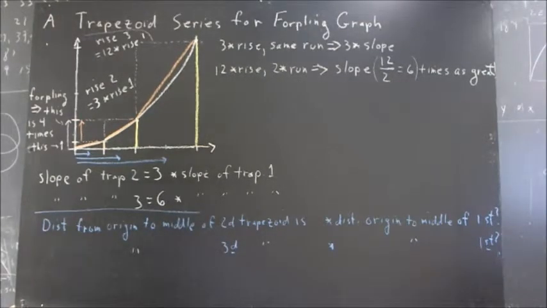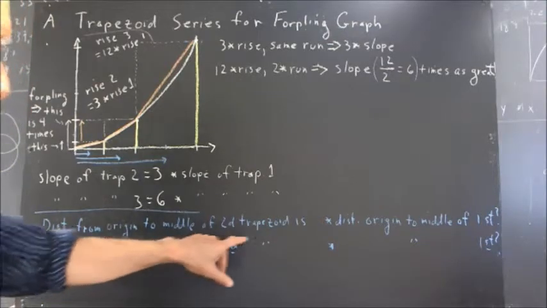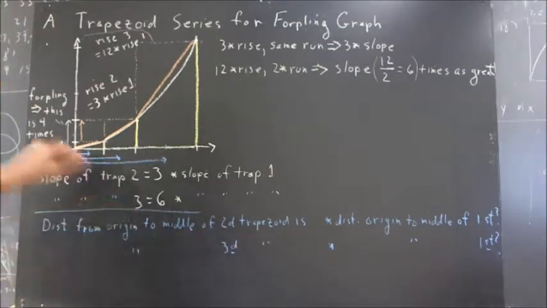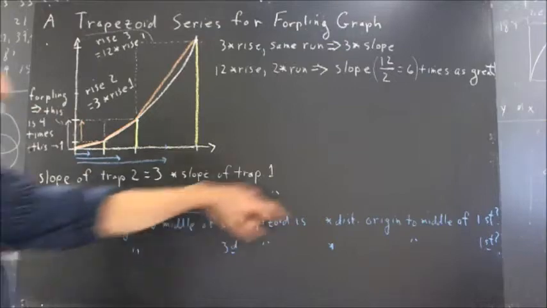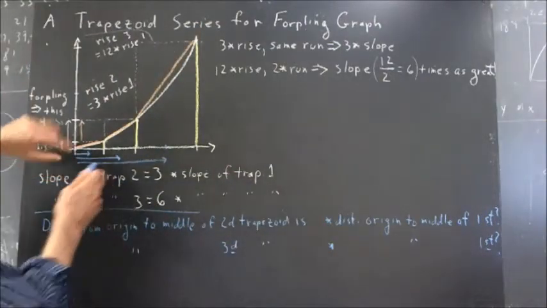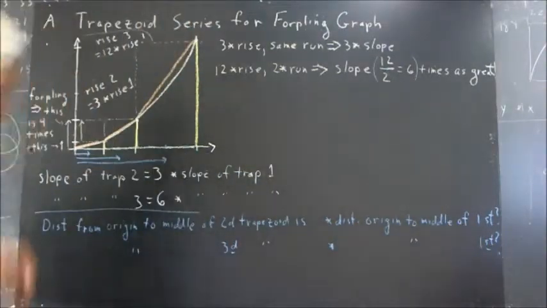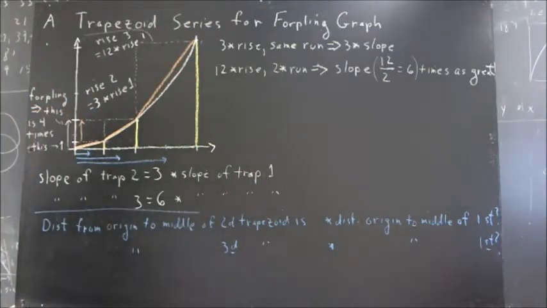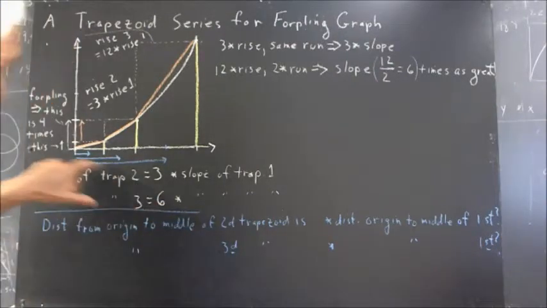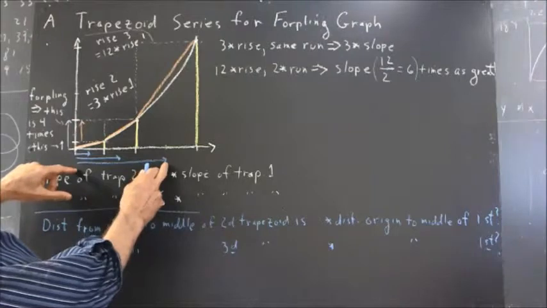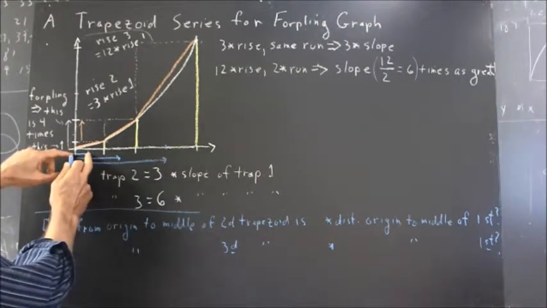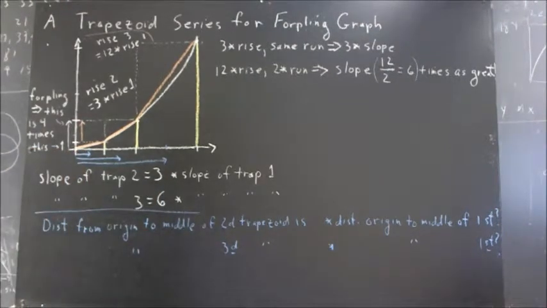Now, the distance from the origin to the middle of the second trapezoid, that would be this distance, is how many times the distance from the origin to the middle of the first? Then, the distance from the origin to the middle of the third trapezoid is how many times the distance from the origin to the middle of the first? Think about that. See if you can come up with answers before you view my response.